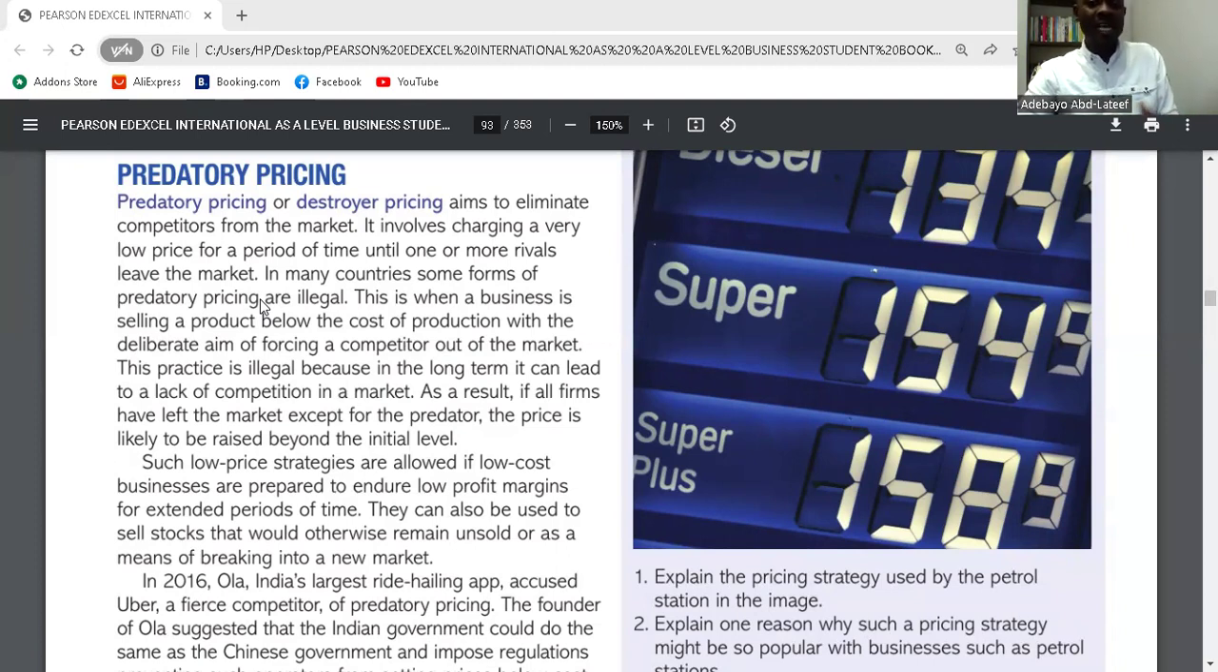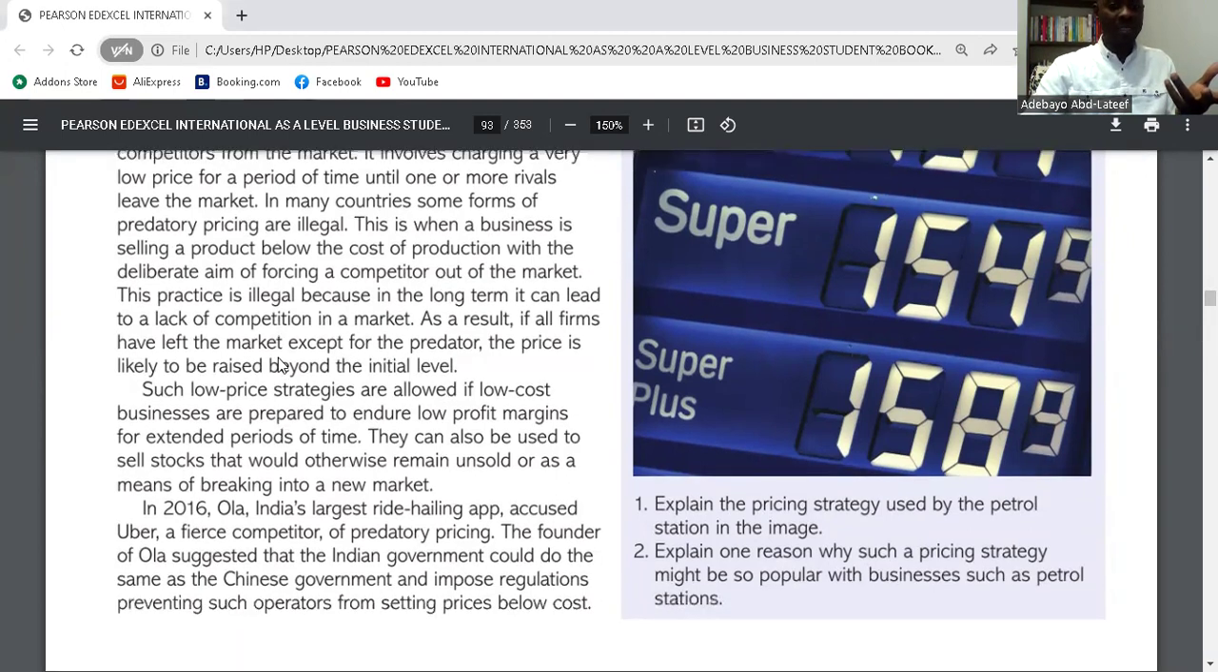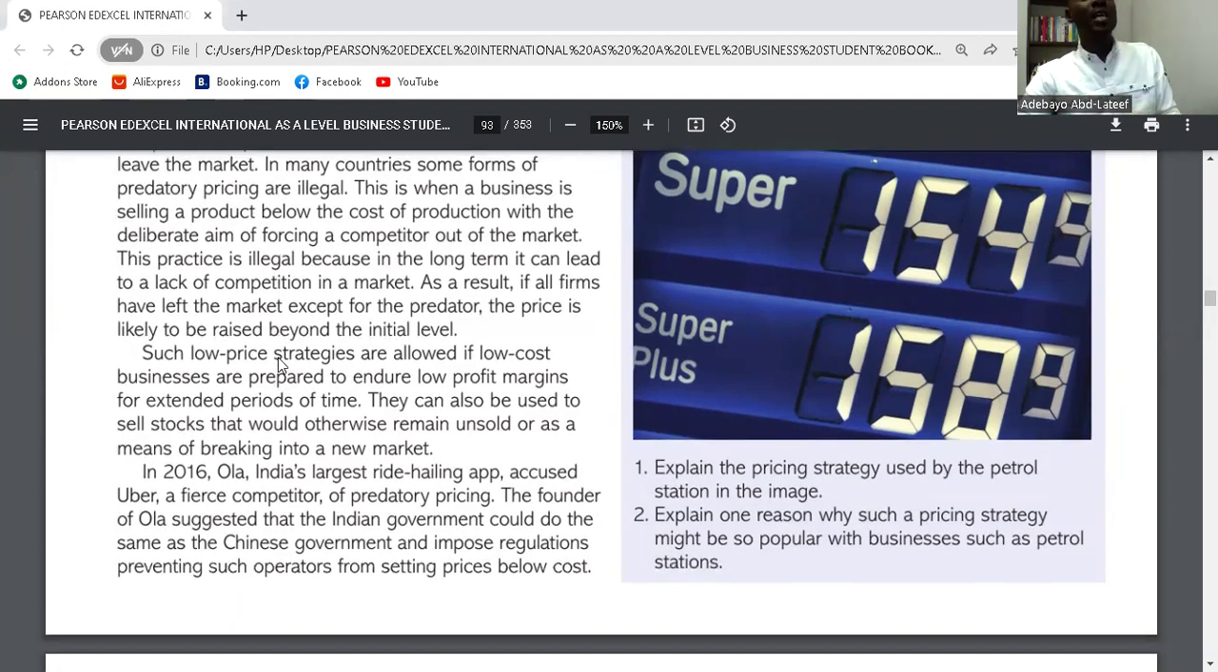Low price strategies allow deep low cost businesses prepared to endure low profit margins for extended periods of time. They can also be used to sell stocks that would otherwise remain unsold, or as a means of breaking into a new market. Sometimes they use predatory pricing for products that they might not be able to sell. So instead of just leaving it unsold, let's just sell it at any price so that it leaves the shelf. They use it for that too. Is it clear? Yeah.